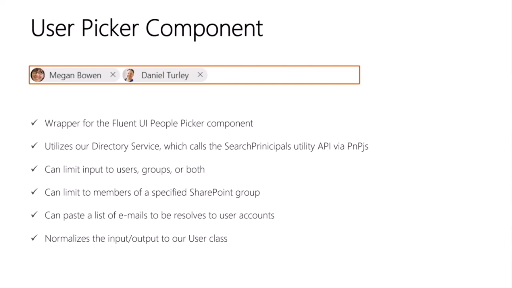But most importantly, this component helps to unify the different representations of a quote-unquote user. So the Fluent UI uses the IPersonaProps interface to represent people. SPFx has the SPUser class. SharePoint has principal info and site user as exposed by the PnP library. And of course, Graph has its own types. Our user class and this user picker component help to unify all those different concepts of a user.